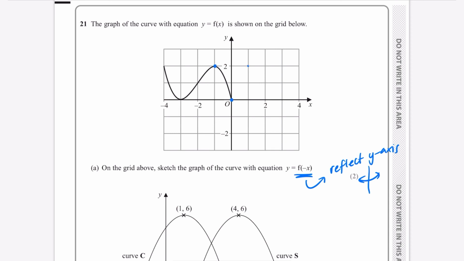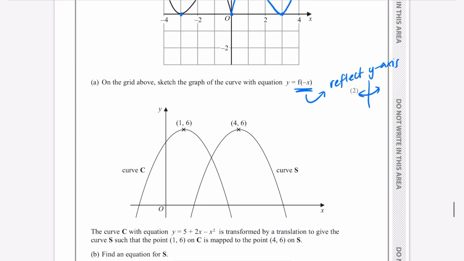This point is going to move over here. This point will move here. This point will move here. And this point will move here. So it's going to come up. It's then going to kind of smoothly come down like this. And then it's going to join up here. So it's been reflected in the y-axis.